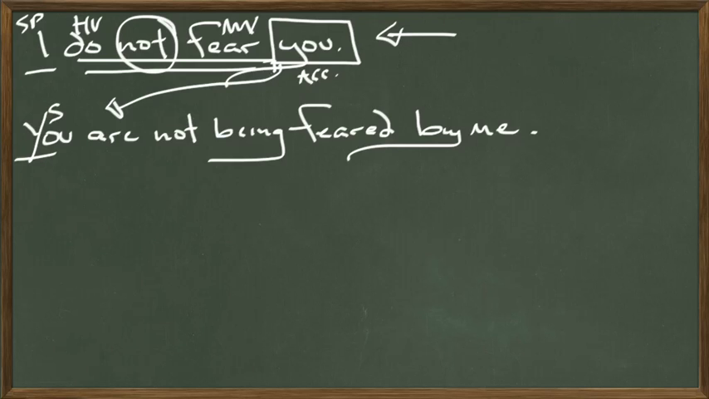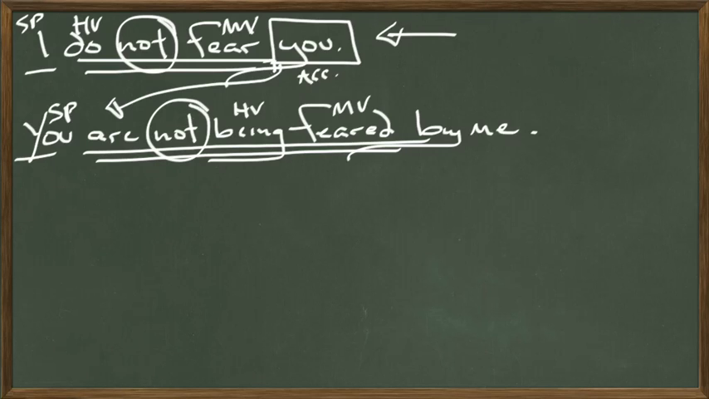You is subject of the sentence. It's the subject pronoun. You are not being feared is the verb phrase. Feared is the main verb. Being is a helping verb. Not is an adverb. Are is another helping verb. By is a preposition. By whom? By me. Object of the preposition. And this would go in the ablative case in Latin.